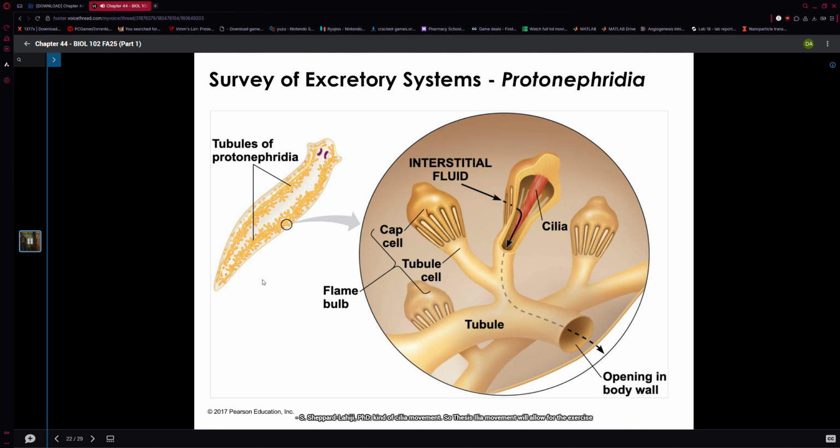So the cilia movement will allow for the extracellular fluid to be drawn through the openings of the flame bulb. And as the fluid makes its way through, a lot of the solutes will be reabsorbed, heading back into the body rather than exiting out. Whatever excess water and waste there are will exit out of the body through pores. There will be openings that allow for that process to happen.